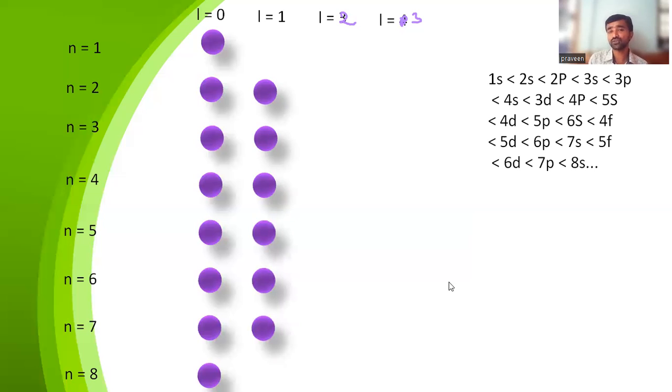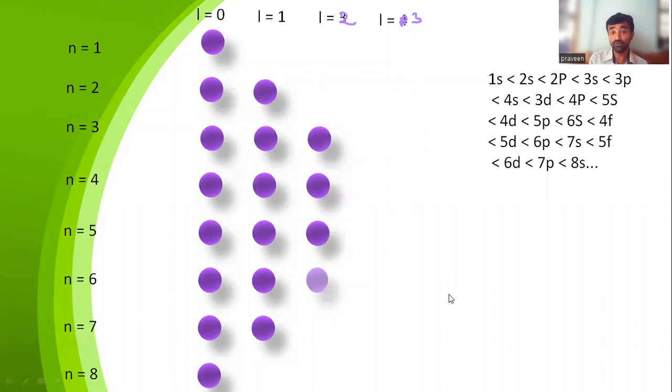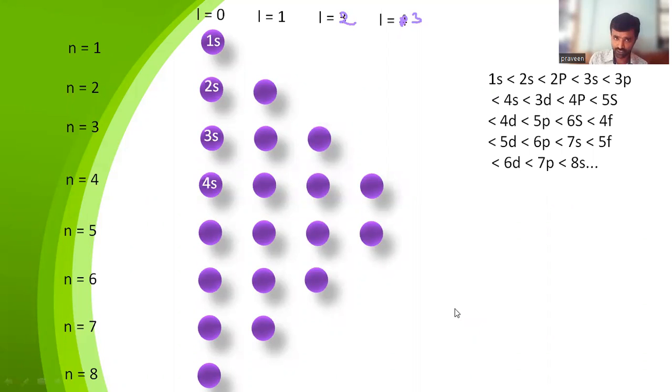So L equal to 2 means 0, 1, 2, SPD. So 3d is possible. No 2d, no 1d. So 3d, take it, up to 6d. Then we are going for f. So 4f is there, 5f is there. So name them: 1s, 2s, 3s, 4s, 5s, 6s, 7s, 8s. Next, 2p, 3p, 4p, 5p, 6p, 7p, 3d, 4d, 5d, 6d, 4f, 5f.